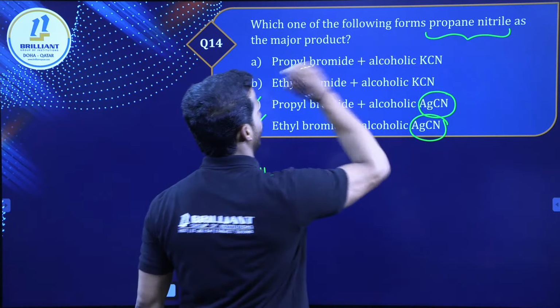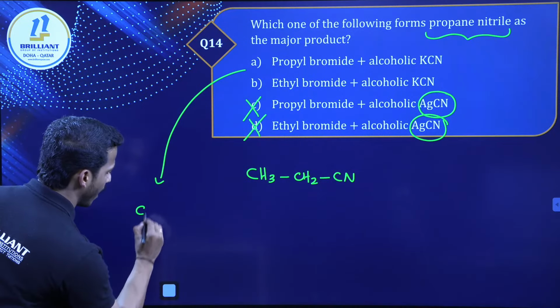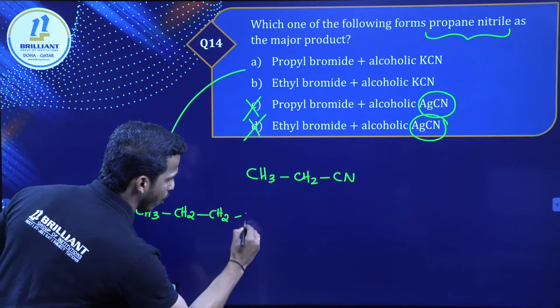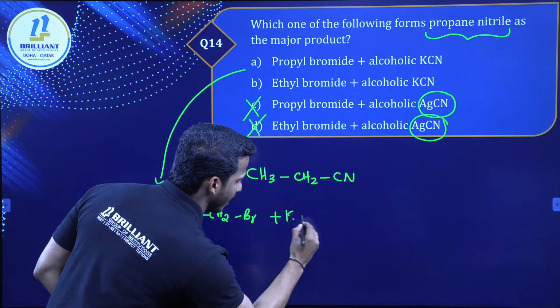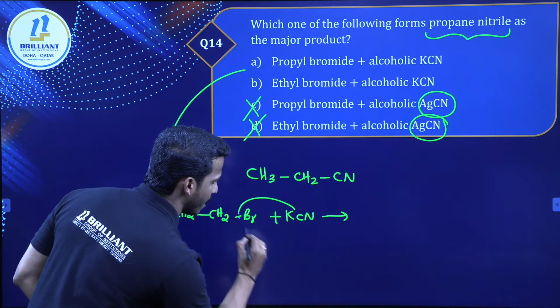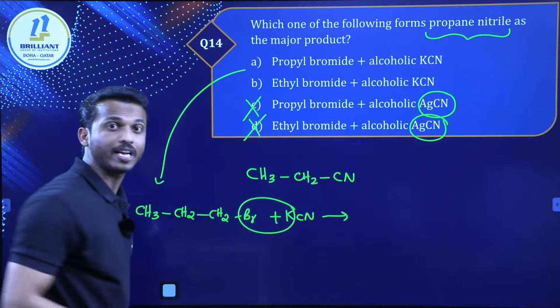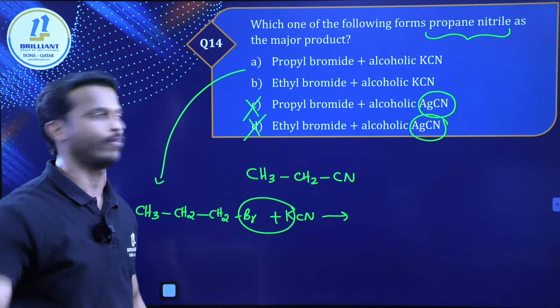KCN. Propyl bromide. What is propyl bromide, dear all? Propyl bromide treating with what? KCN. What happened? KBr is eliminated. You will get CH3CH2CH2CN. That is what? Butyl nitrile. 4 carbons are there. That we don't require.